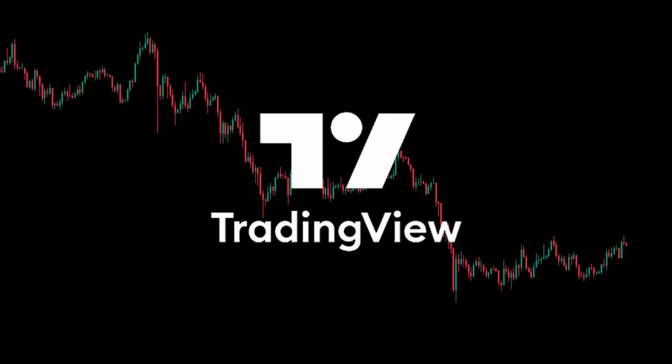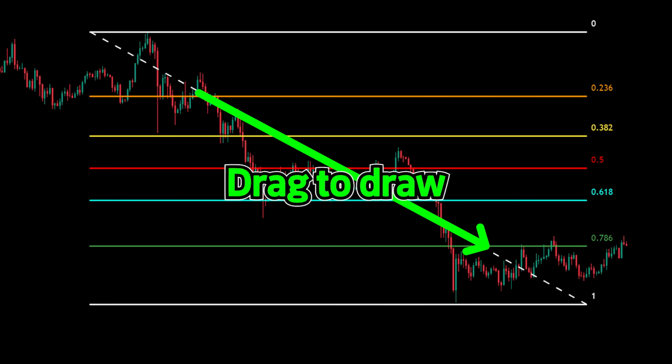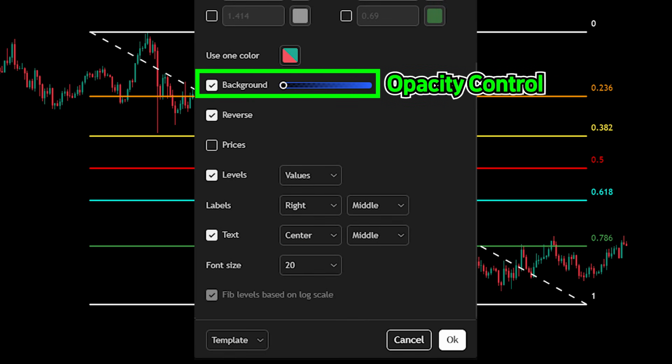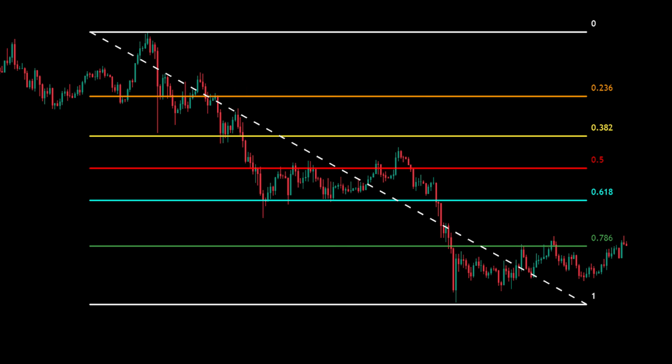Fibonacci Basic Setup. We'll be using TradingView for this walkthrough. Select the Fibonacci Retracement tool from the left toolbar. Click on the chart and drag to draw it. In the settings, keep only 3 levels: 0.382, 0.5, and 0.618, and uncheck everything else. Lower the background opacity as much as possible to keep your chart clean, and set the label position to right middle for easy reading. That's all for the setup.